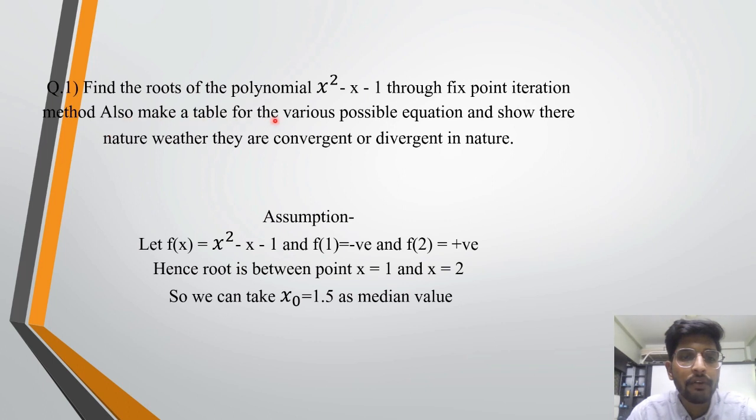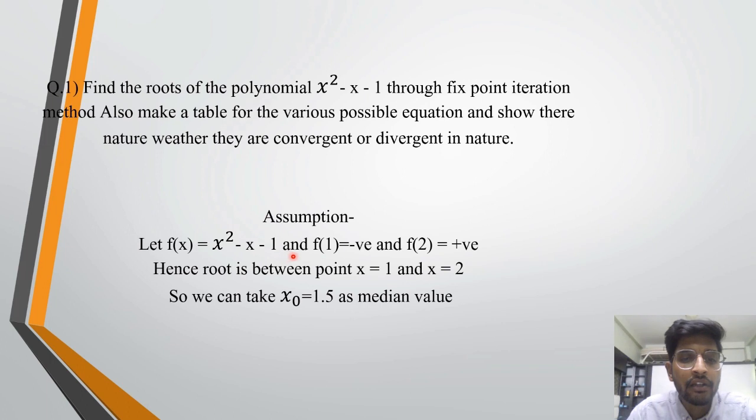Also make a table for the various possible equations and show their nature, whether they are convergent or divergent. So here's the solution. In the solution, we must make an assumption first. What we do is substitute the values in the equation x square minus x minus 1 and calculate where it's positive and negative in nature.